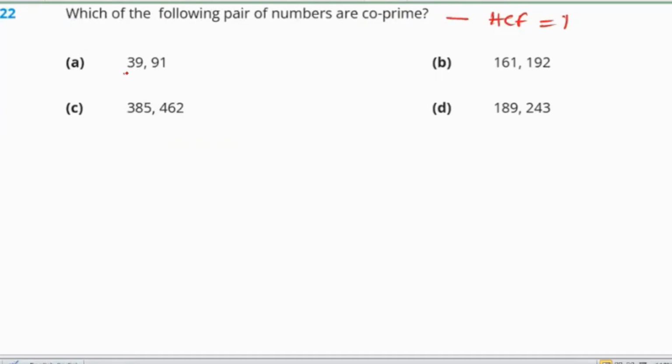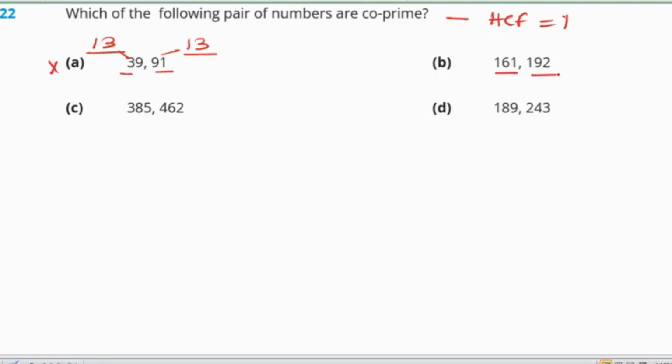Now when we are talking about 39 and 91, we can see 39 also comes in the table of 13, and 91 also comes in the table of 13. So they have a common factor 13 other than 1, so they are not co-prime.